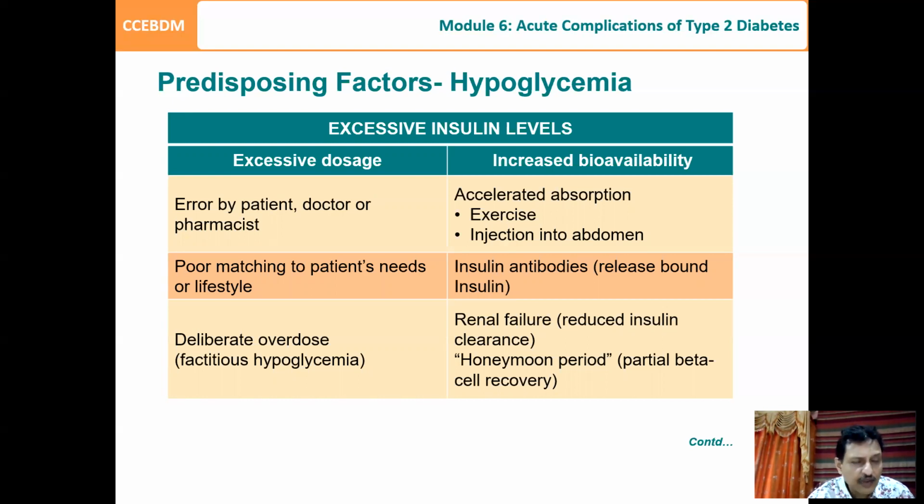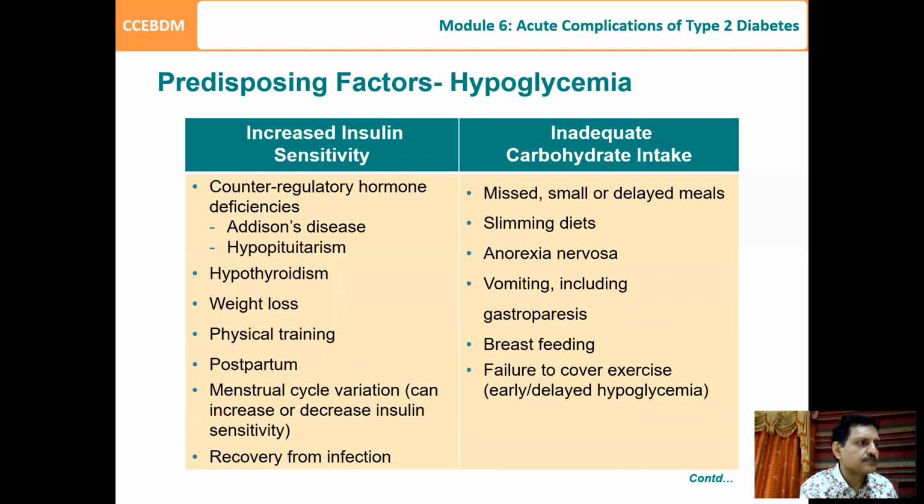or if you are injecting into a lipohypertrophic area, or insulin antibodies. Renal failure is associated with precipitation of hypoglycemia because the kidney is a site in which the insulin is cleared or metabolized. So once there is renal failure, insulin metabolism is low, or less insulin is cleared, and therefore the possibility of hypoglycemia goes up. So there are some precipitating factors for hypoglycemia.